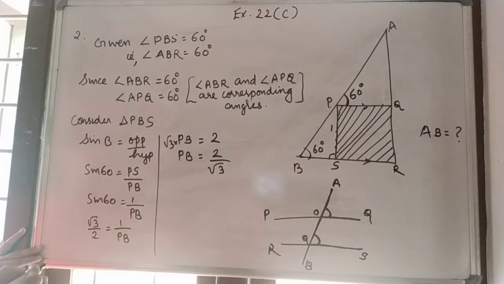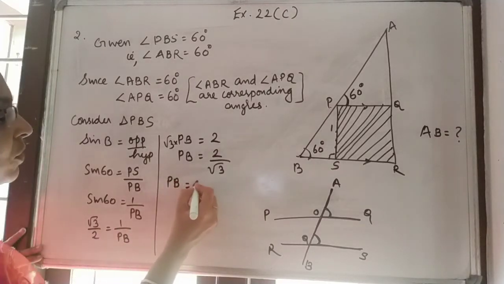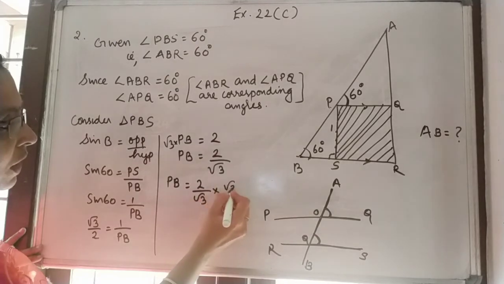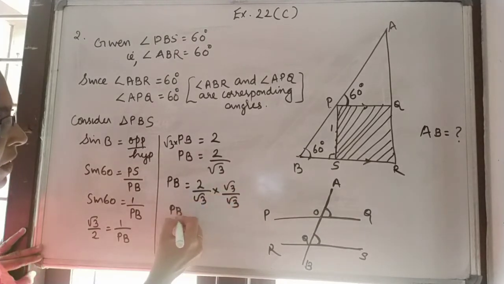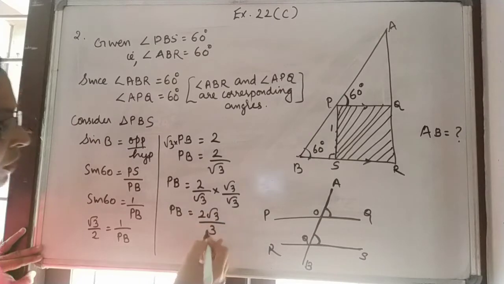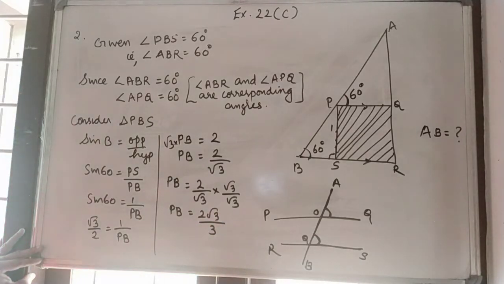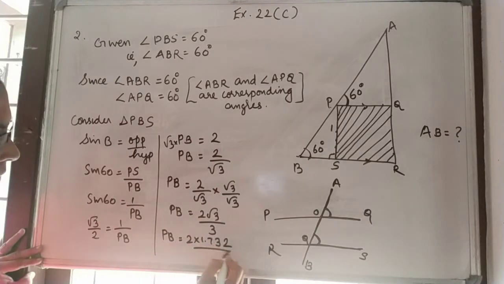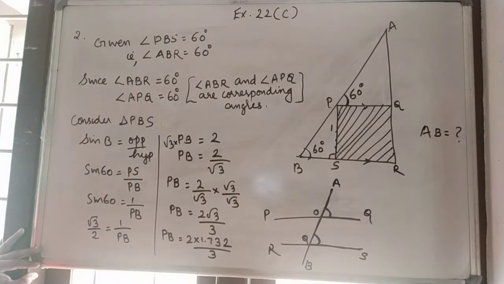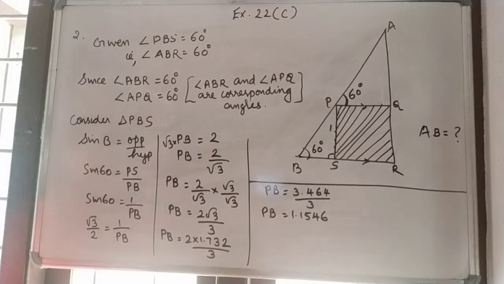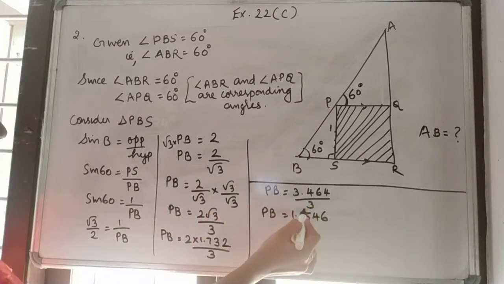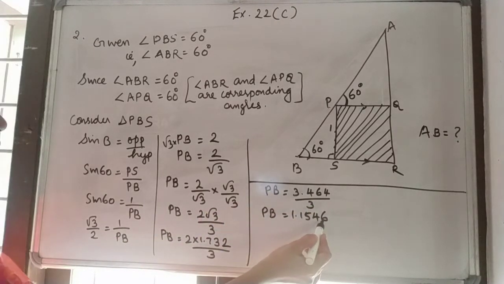Root 3 value is 1.732. Don't substitute that value there yet. Instead of substituting, we can rationalize this. Multiply by root 3 over root 3. So PB is equal to 2 root 3 divided by root 3 into root 3, which is 3. Now we can substitute the value of root 3: 2 into 1.732 divided by 3. What is the value of 2 into 1.732? So PB is equal to 3.464 divided by 3, it is 1.1546.